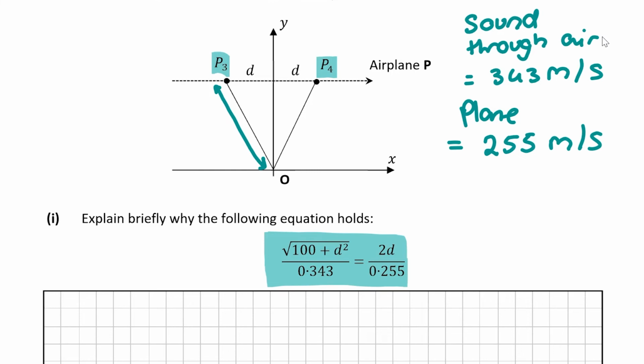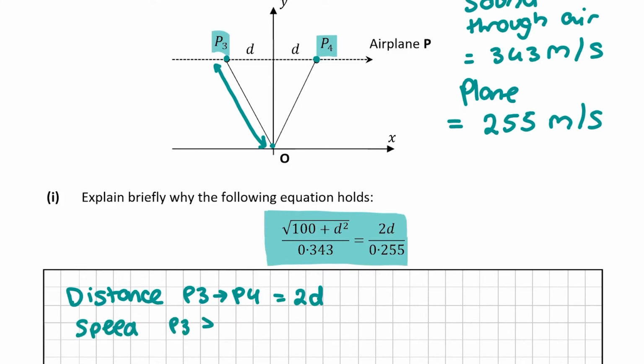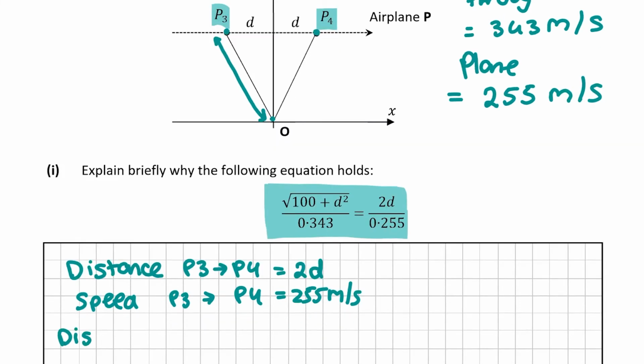But we're told that the time that it takes for the sound to go from P3 to Oscar is the same time that it takes to get from P3 to P4. So what's the distance between P3 and P4? So distance from P3 to P4 is 2d. The speed from P3 to P4 is 255 meters per second. Now, let's work out the distance between P3 and O, which is where Oscar's standing. So we know that this is 10 kilometers.